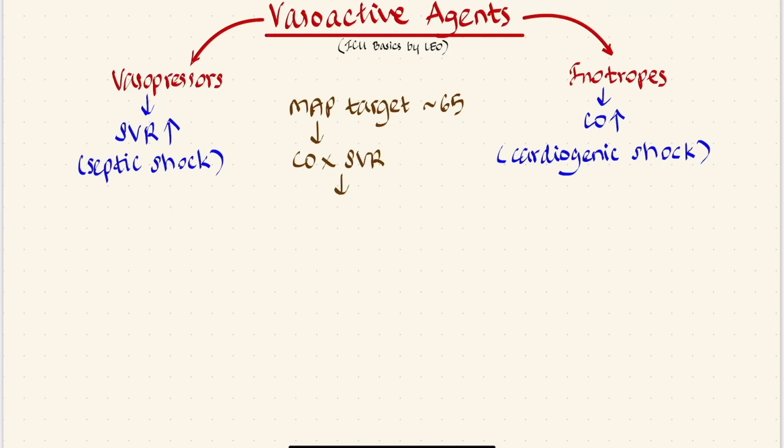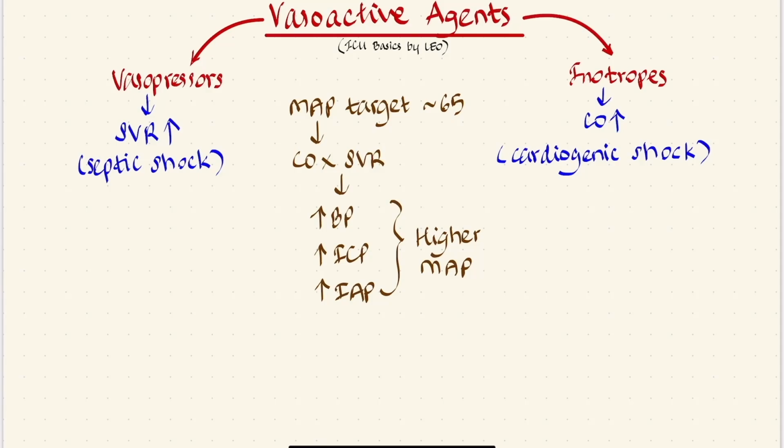However, that MAP target will not be sufficient in patients who are hypertensive, who are having increased intracranial pressure, like in neurotrauma patients, or who are having abdominal compartment syndrome, such as in severe pancreatitis with ileus. Those patients will require higher MAP target for optimal organ perfusion.